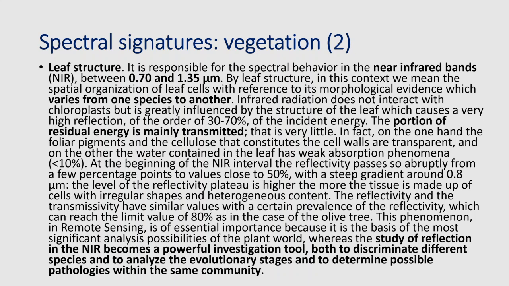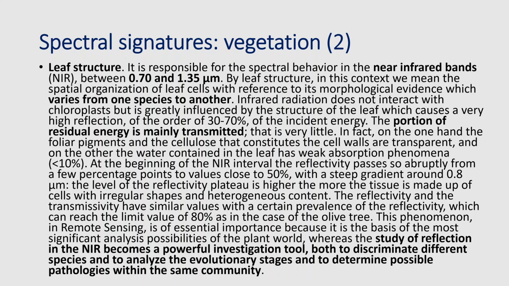The reflectivity plateau is higher the more the tissue is made up of cells with irregular shapes and heterogeneous content. The reflectivity and then the transmissivity have similar values with a certain prevalence of the reflectivity, which can reach the limit value of 80%, as in the case, for example, of the olive tree. So I mean, for example, the olive trees are reflecting most of the infrared.